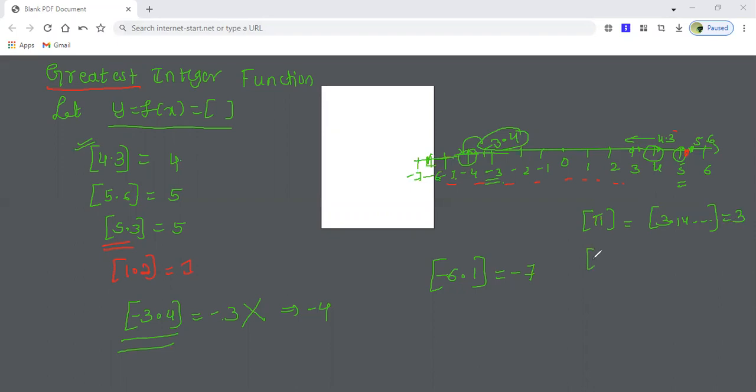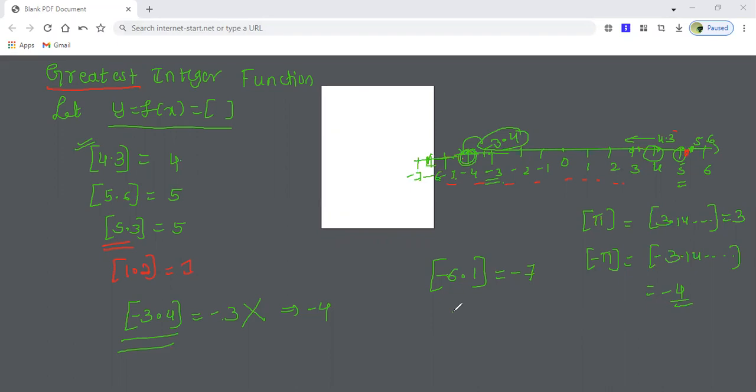What about the greatest integer of minus pi? If you take it, it is minus 3.14 and so on. So minus 3.14 means somewhere here it lies. So the greatest integer of this will be equal to minus 4. So this will be equal to minus 4. Like this, you should be in a position to understand what the greatest integer function is.